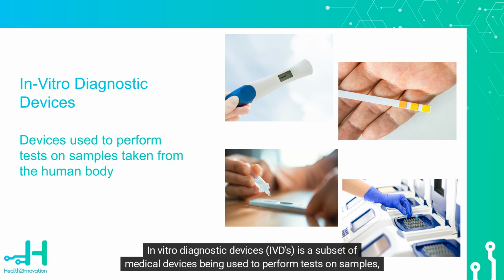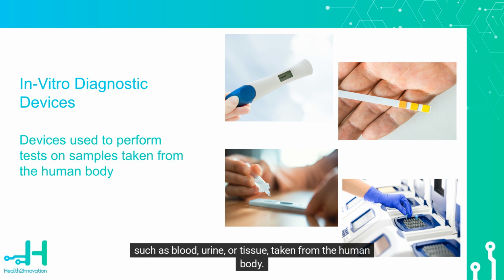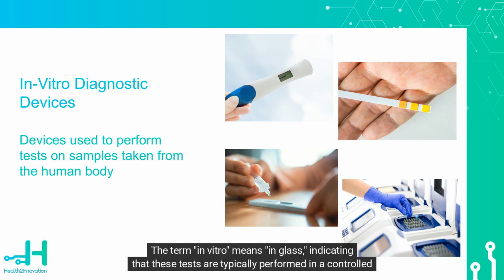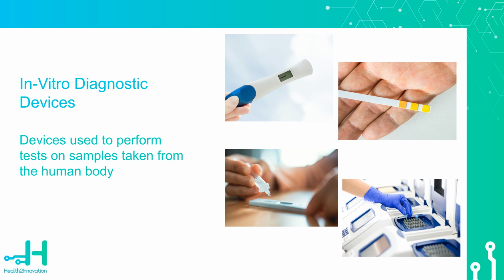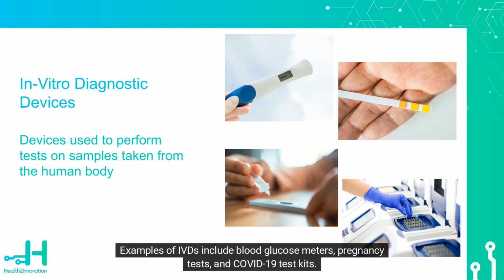In vitro diagnostic devices, IVDs, are a subset of medical devices used to perform tests on samples such as blood, urine, or tissue taken from the human body. The term in vitro means in glass, indicating that these tests are typically performed in a controlled environment outside the body. Examples of IVDs include blood glucose meters, pregnancy tests, and COVID-19 test kits.